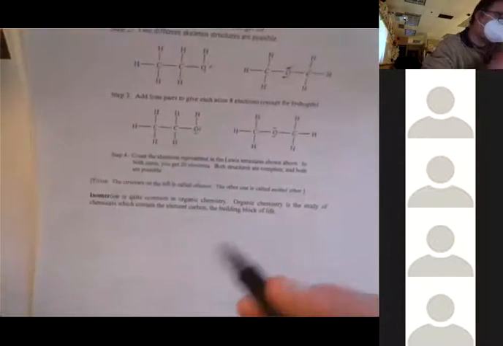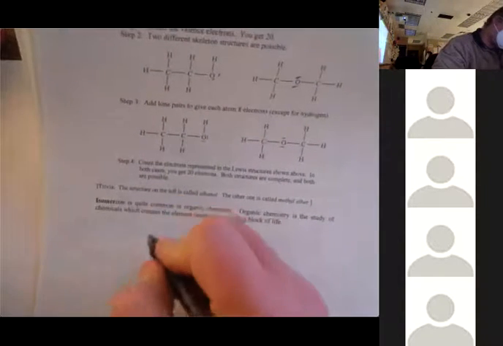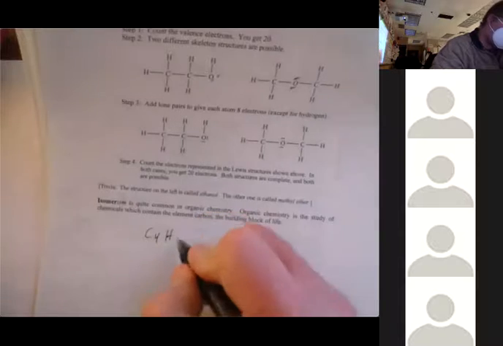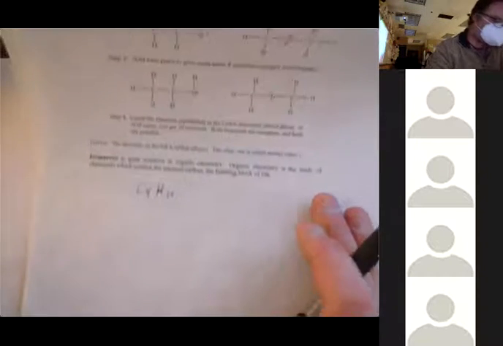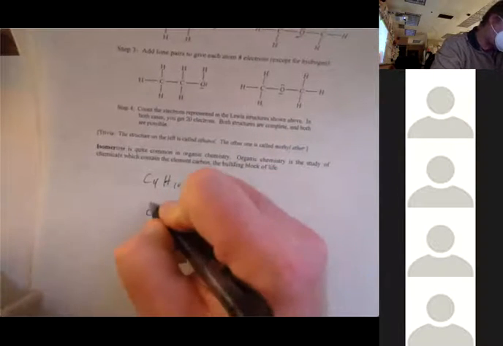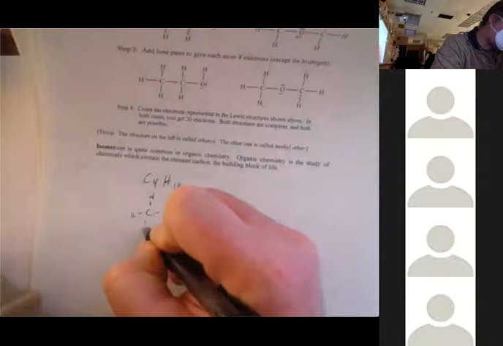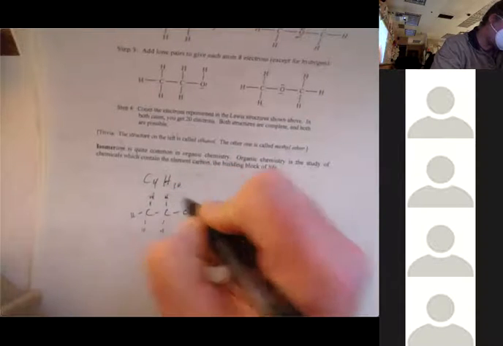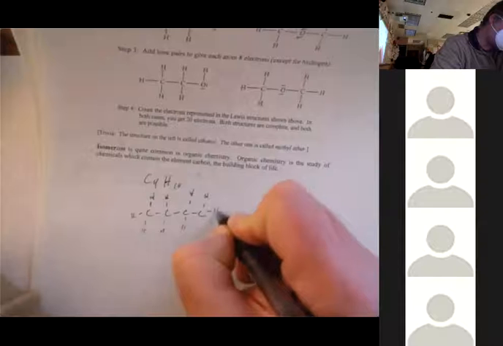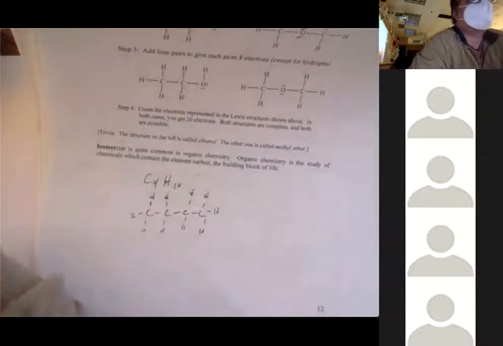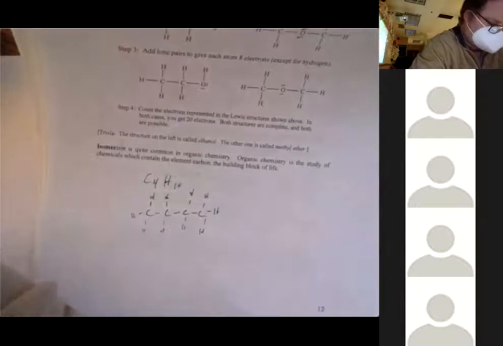For example, let's take butane, C4H10. So what all kinds of combinations can we make with butane? Well, we can put them all in a straight row. 1, 2, 3, 4. 1, 2, 3, 4, 5, 6, 7, 8, 9, 10. Put the hydrogens all around it.